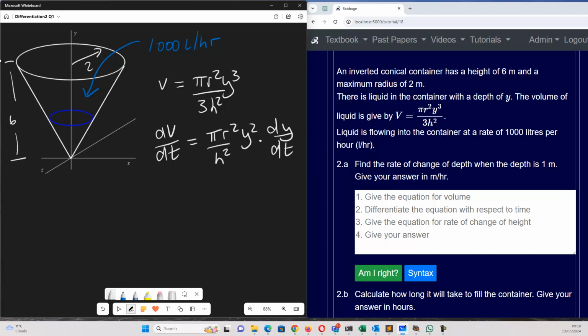So rearranging, we can say dy by dt is equal to h squared over pi r squared y squared times dV by dt. So dy by dt is the rate of change of height, which is what we're looking for. We know h, we know r, we know y, and we know dV by dt. So it's time to get a calculator.